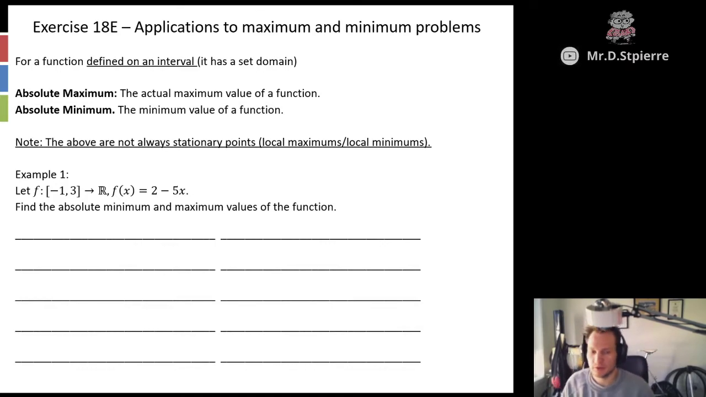Hello everyone and welcome to this video where we look at the applications of absolute minimum and maximum problems. So we'll be using our skills with stationary points, local mins, local max, but also then apply them to absolute minimum and maximum problems and applications problems, so worded questions, real life problems, and where we can start to actually use differentiation.